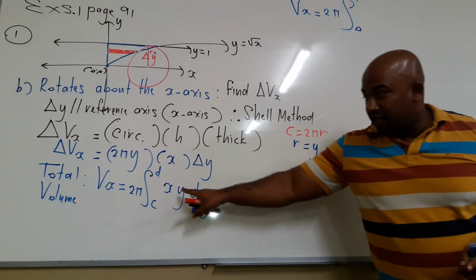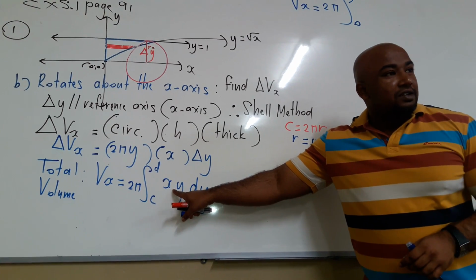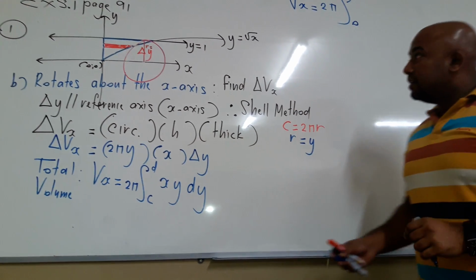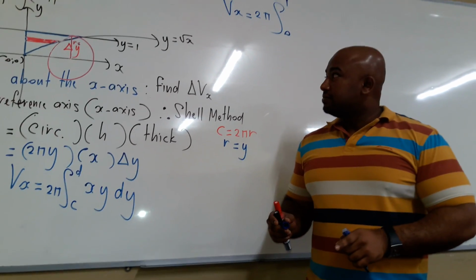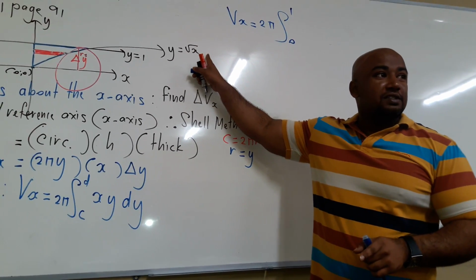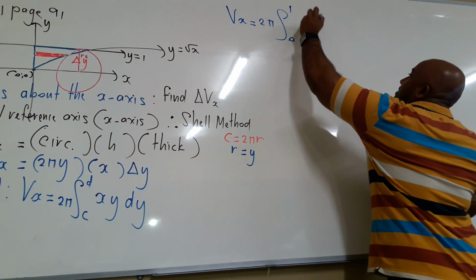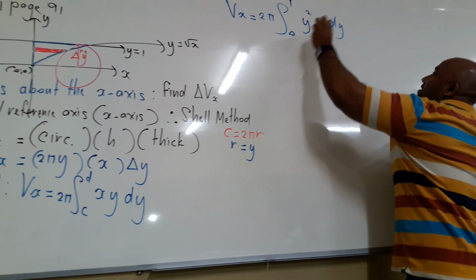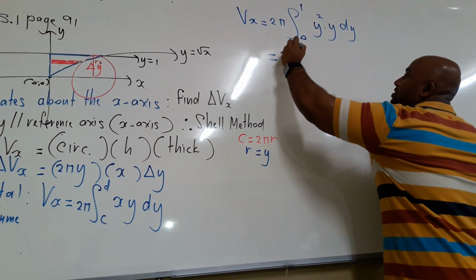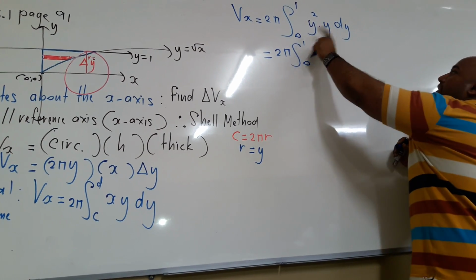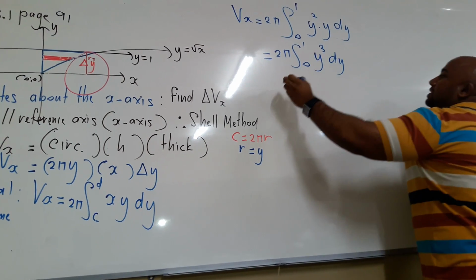So the problem is we have the x here. Can you see that? We must not have any x. So we need to get x in terms of y. So what is x in terms of y? If y is equal to the square root of x, what will x be? Y squared. So that is going to be y squared times y dy. So you have to go and manipulate this equation. So now we got 2 pi, we got 1 and 0, y squared times y will give us y to the power 3 dy.